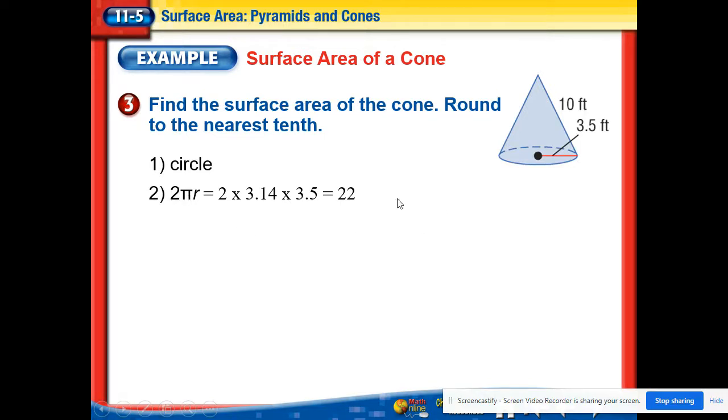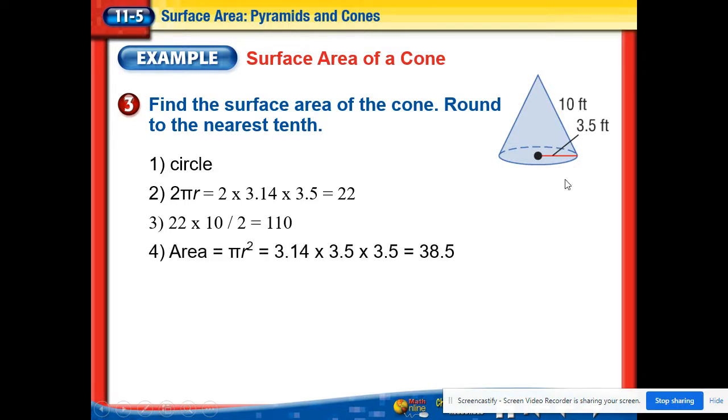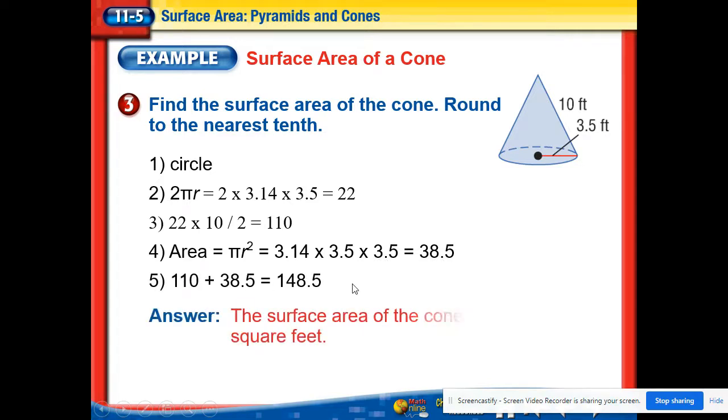The perimeter of a circle is, remember, 2 pi r. So we're going to do 2 times 3.14 times 3.5, which is 22. Then we're going to take that 22 times the slant height, which is 10, and then again divided by 2 to give us 110. The area of the base is pi r squared, so pi times r squared is 38.5. And then we add those two together for 148.5 square feet.